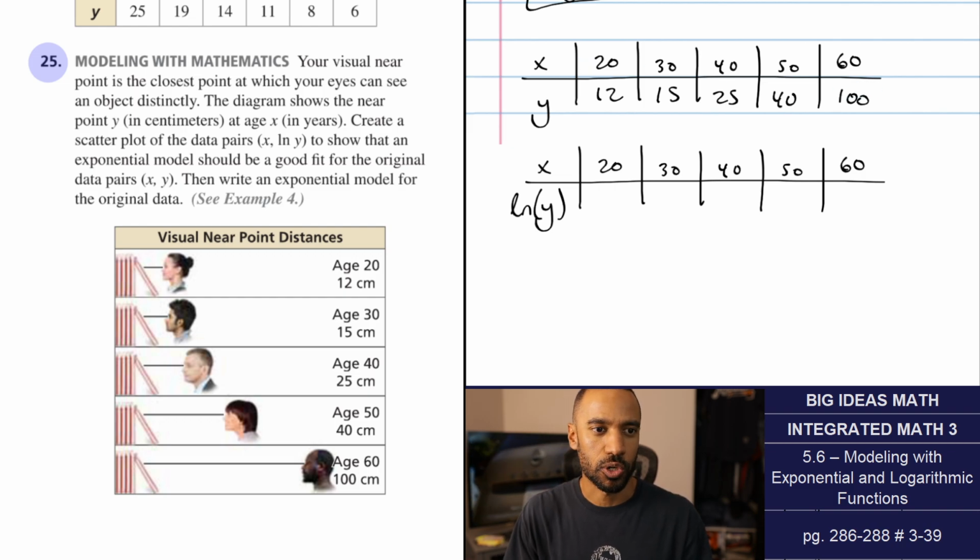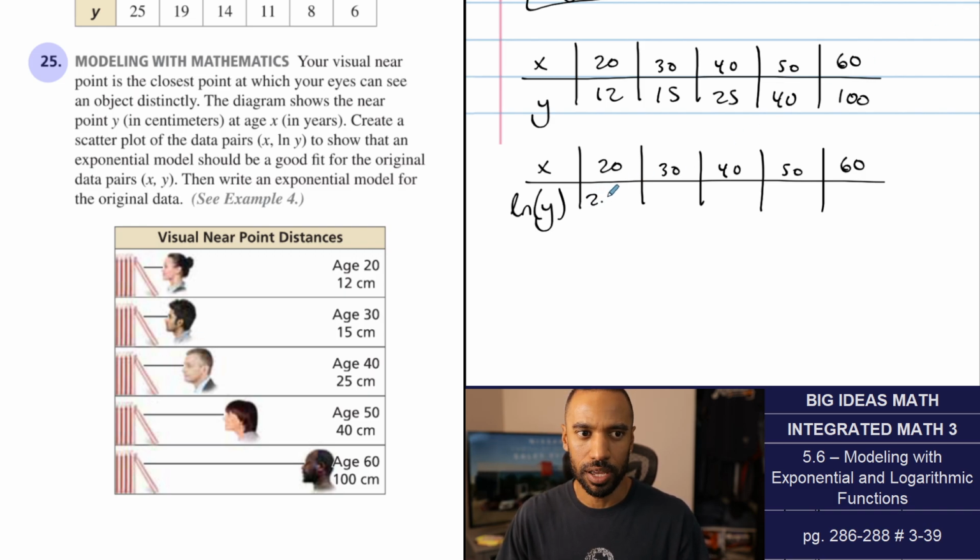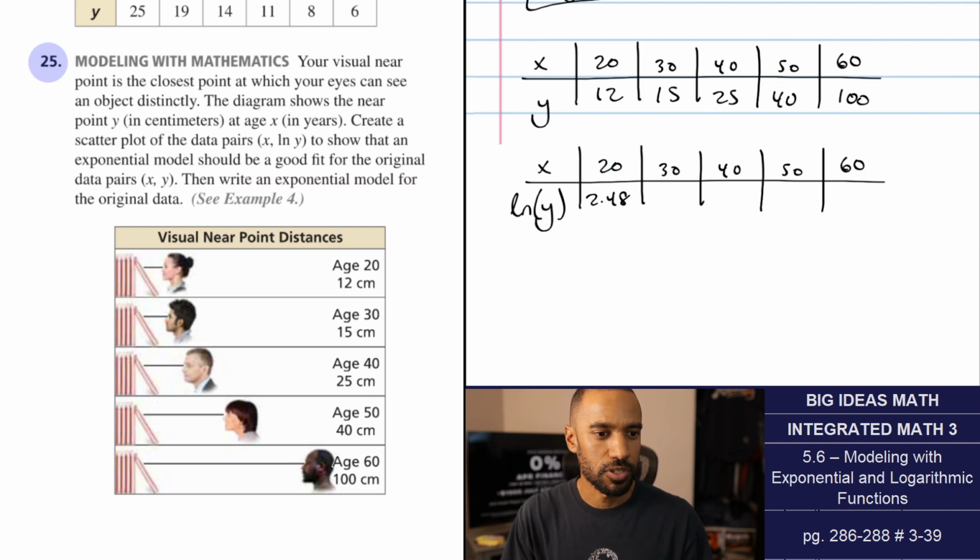Now, if we take the natural log of these numbers, we're going to have natural log of 12, which is, I guess we round these, 2.48. Natural log of 15, 2.71.